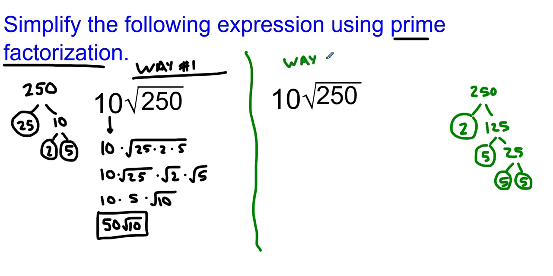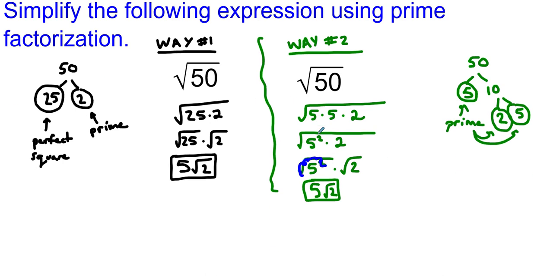All right, so if we do it this way, I have 10 out in front here times the square root of 250, which is 2 times 5 times 5 times 5. Well, just like on this last example, I was trying to make a number squared because the square root and square canceled each other out. I'm going to do the same thing here.